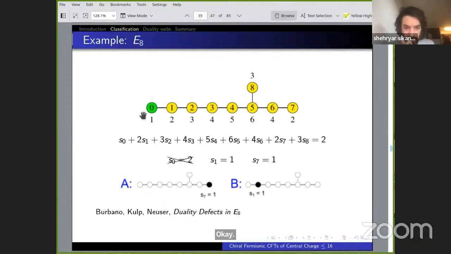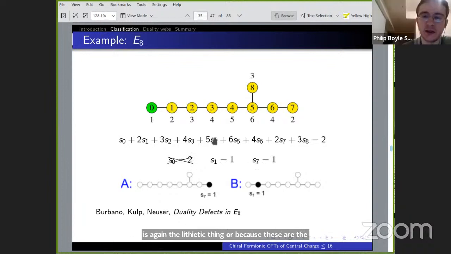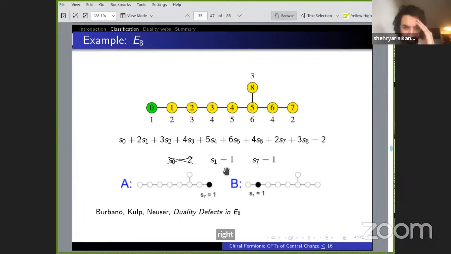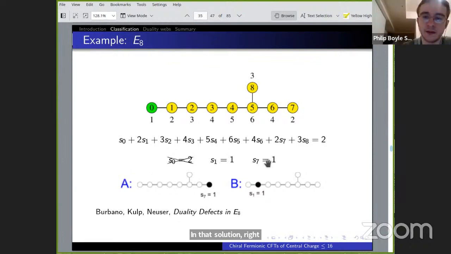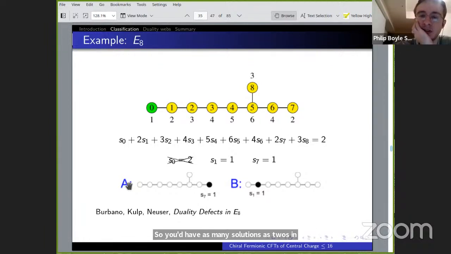So, in the next case where you make this choice of A and B, why is it s_1 and s_7? Is this again the Lie theoretic thing, or because these are the coefficients? No, the s_i are not the coefficients, right? The s_i are the unknowns. Right. So my notation is probably unclear here, but each of these three equations is meant to be a separate solution, which says that this is the only s_i that's not zero in that solution. And so the first one is B, the second one is A. Thanks, that actually clarifies. So you'd have as many solutions as twos in this case.